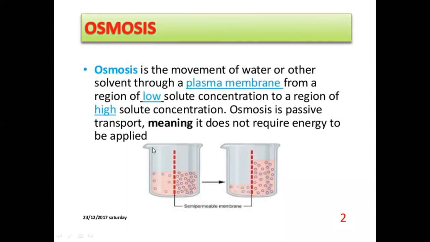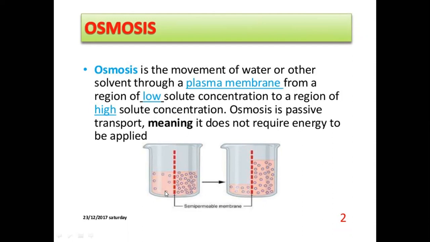In this example, we can see that in this beaker, we have two solutions that are separated by a semi-permeable membrane. This membrane will only allow water particles to pass through the pores. However, the solute particles are too large to pass through the pores of the semi-permeable membrane. The circles represent the solute particles, and the water particles have not been highlighted.